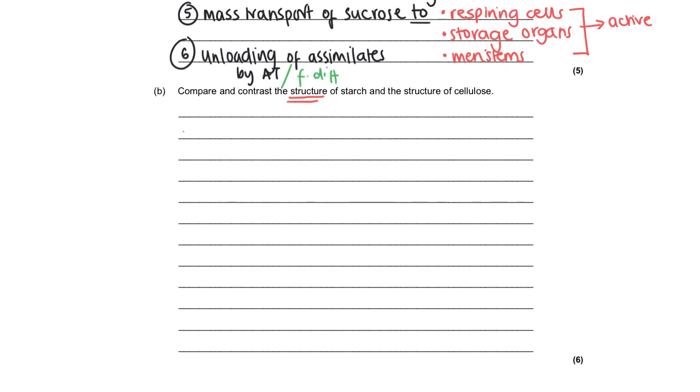So, the first thing I'm going to look at is the similarities. Okay, they are both polysaccharides. For the same mark, you could have said they're both glucose polymers or they're both made of glucose monomers. If they're both polysaccharides, for another mark, you could have said that they both have glycosidic bonds. Finally, you know that they're both carbohydrates, so they're going to have carbon, hydrogen, and oxygen.